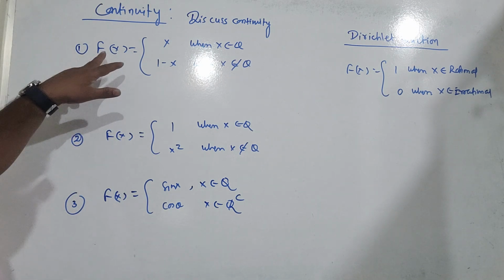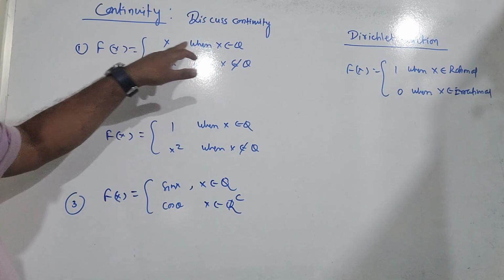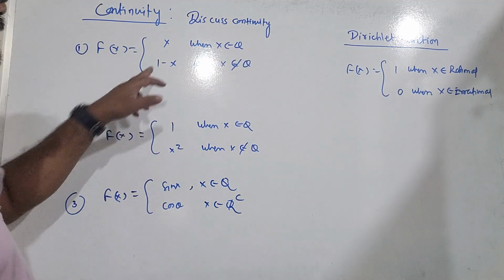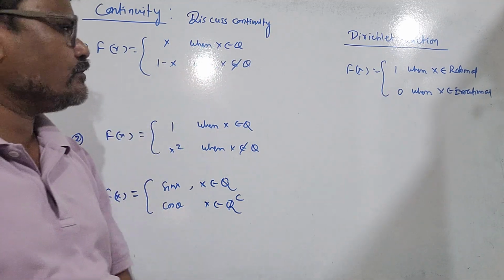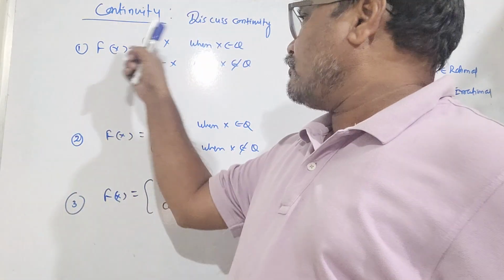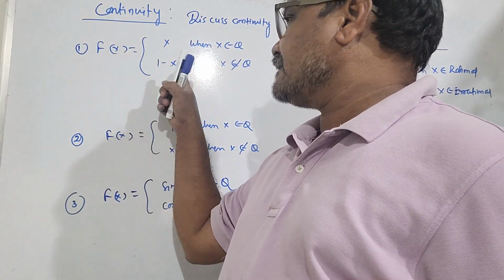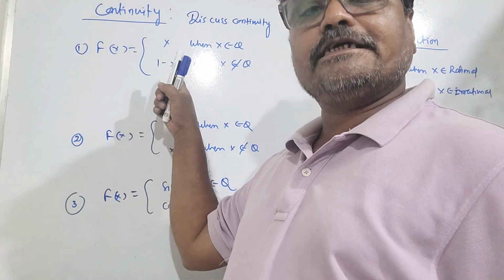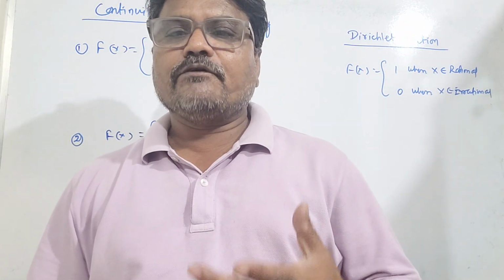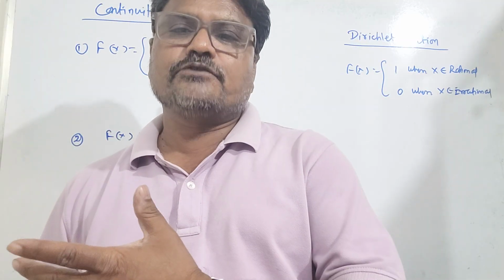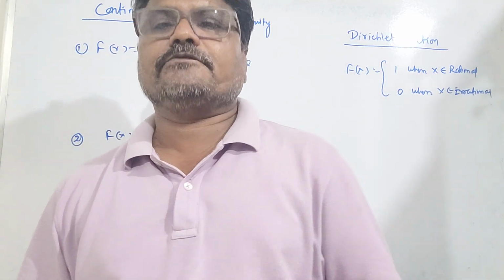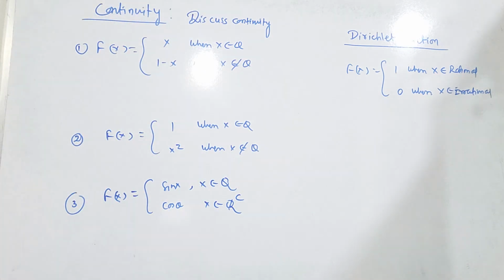See, first function is f(x) equal to x when x belongs to the rational numbers, Q for rational numbers. And it is 1 minus x when x does not belong to the rational numbers. That is, here x is belonging to the rational numbers and here x is belonging to the irrational numbers. That is, the function is defined separately for x belonging to the rational numbers and for x belonging to the irrational numbers. Okay, so we have to discuss the continuity.